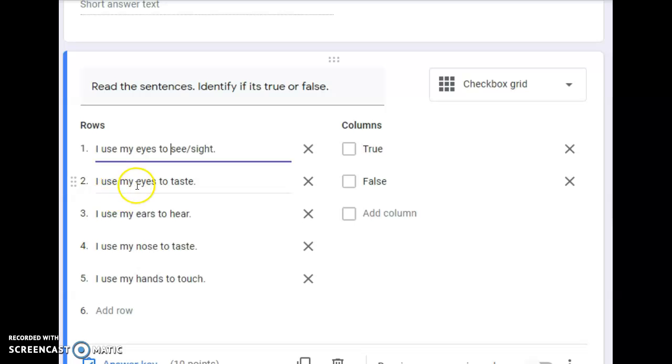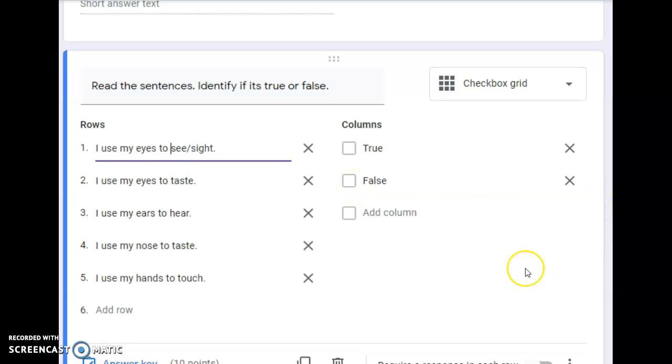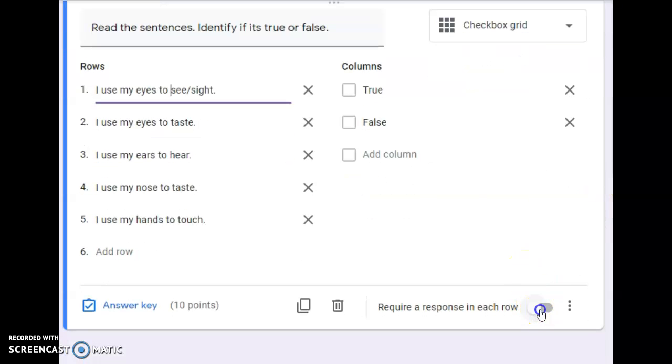I use my eyes to taste. Do we use our eyes to taste food? I don't think so, right? Is this the correct sentence? Is it true? No. So this is false, and you're going to see false. I'm sure you know how to do this. It's just practice for your test.